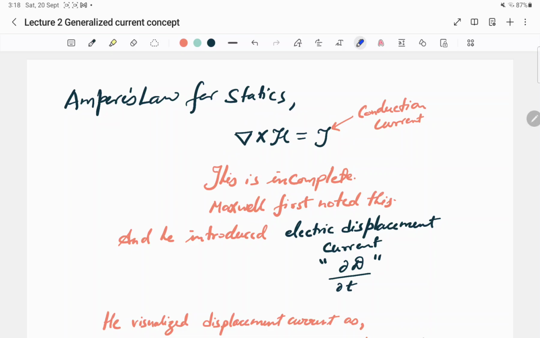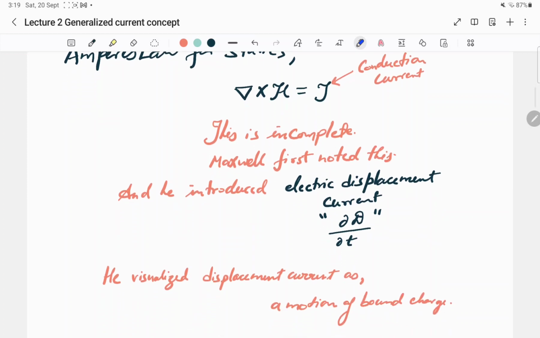So for time varying fields or time harmonic fields, Maxwell introduced another current which is called electric displacement current, which is given by delta D over delta T. And he visualized this displacement current as a motion of bound charge.